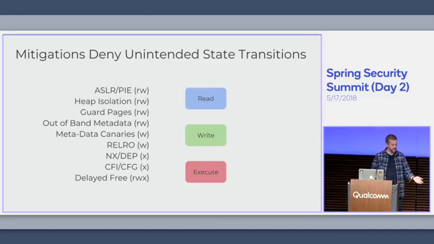RELRO, NX, DEP, right? DEP and NX are huge ones, right? Preventing writable and executable memory. Without that, I'm not sure, so many other mitigations would fall down. CFI and CFG I'll talk about, but those impose a constraint on execute primitives.